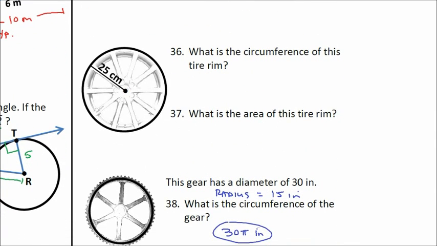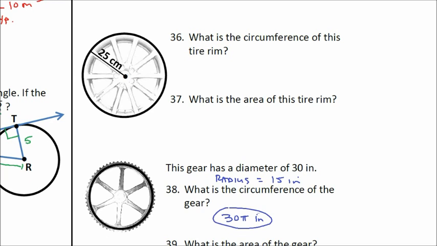Alright, take a look at question number 36. What is the circumference of this tire rim? Well, before I can do circumference, and then 37 is area, before I can do either one of those, I have to know what the radius is. So look at my tire here, I know that my radius is equal to 25 centimeters.